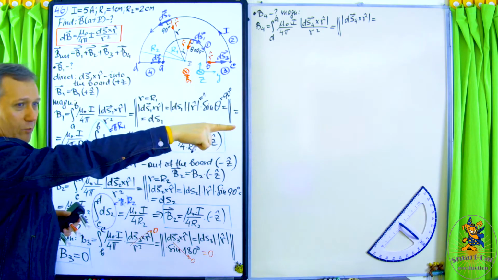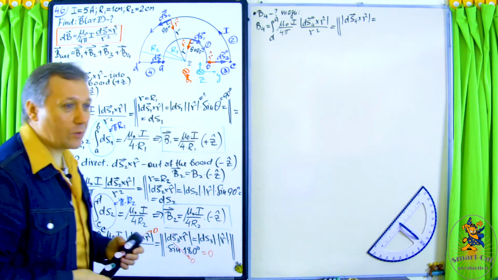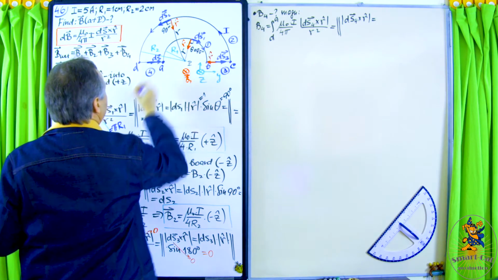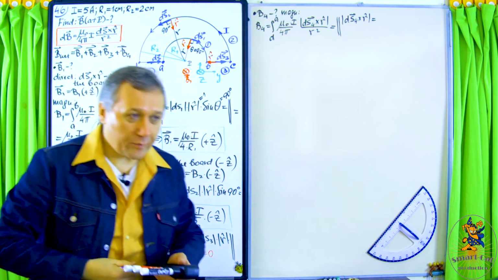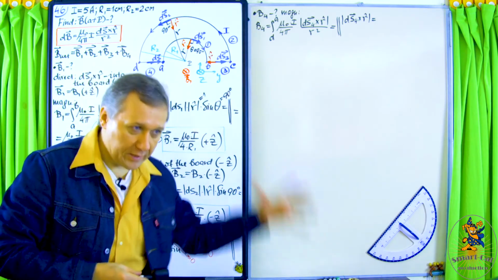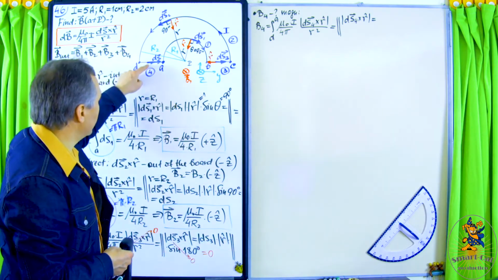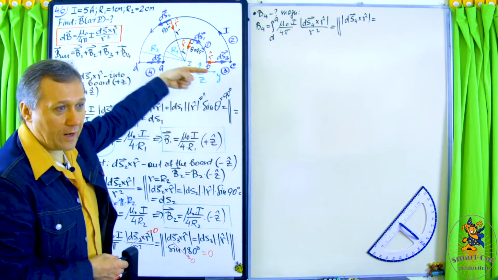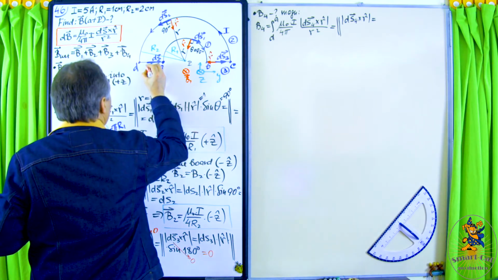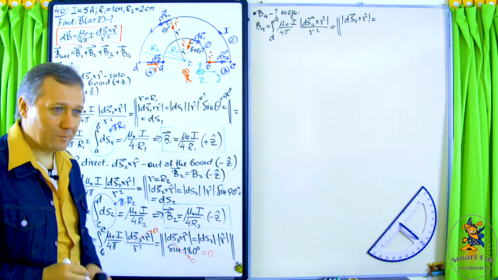So ds points that way, because that's the direction of the current. Okay, I can make it longer. Then the direction of r hat. Again, r hat gives us a direction from ds to the point in question, to the point where we want to find the magnetic field. ds here, point there. So r hat also points that way. Let me draw it slightly underneath. So this will be our r hat.